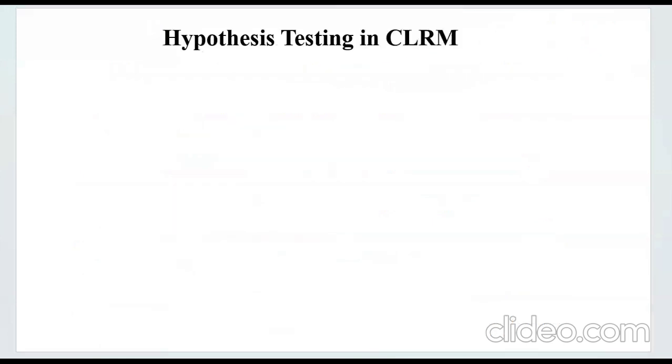Okay. Now let us start with hypothesis testing in CLRM. So we know that the CLRM model looks like this: Yi is alpha plus beta xi plus epsilon i, where i is going from 1 up to n. So this is a simple 2-variable linear regression model. In the 2-variable linear regression model, what we conduct is known as individual tests.